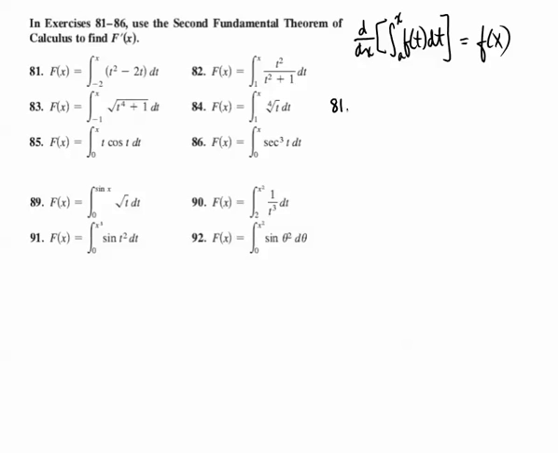And 81, all we're looking for, f prime of x, is simply plug in x wherever you see t, and so f prime of x is simply x squared minus 2x. Done.